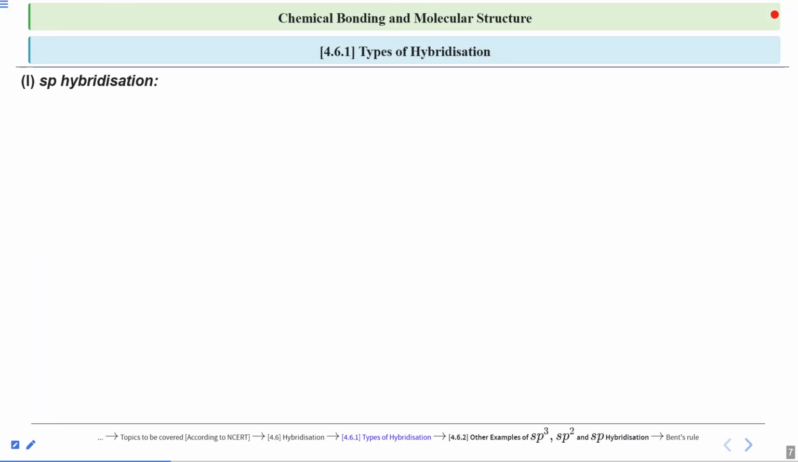Now, let us try to understand the first kind of hybridization, which is sp hybridization. Many of you would be aware of what sp hybridization is, but I will give you some points which are very important and very specific.